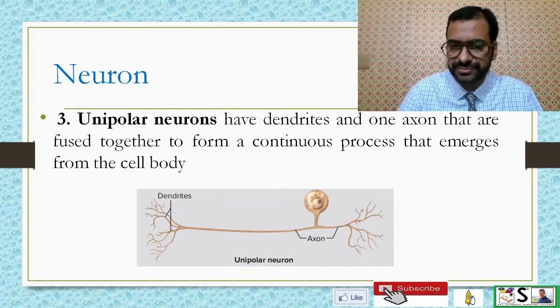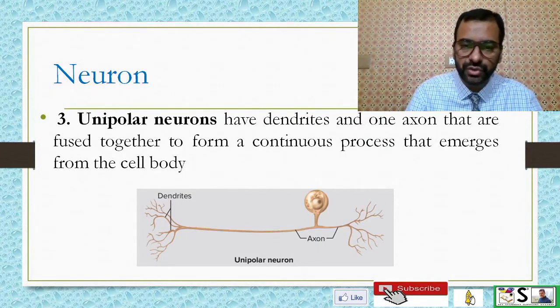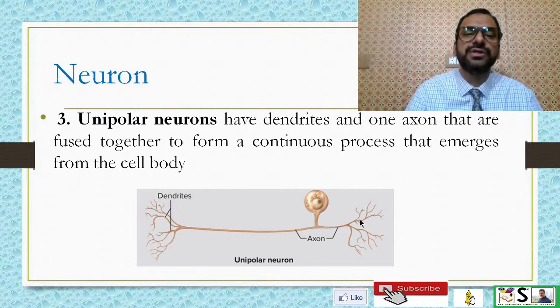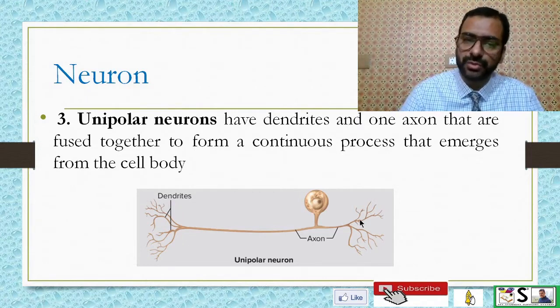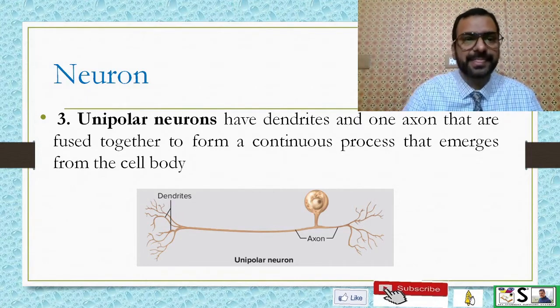Unipolar neuron. They have a dendrite and one axon that are fused together to form a continuous process that emerges from the cell body. This is known as a unipolar neuron.